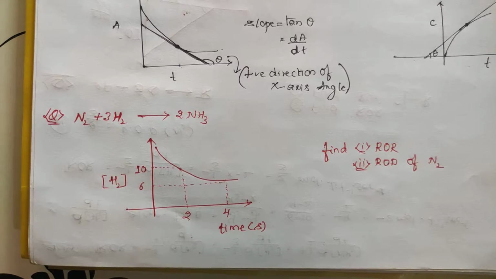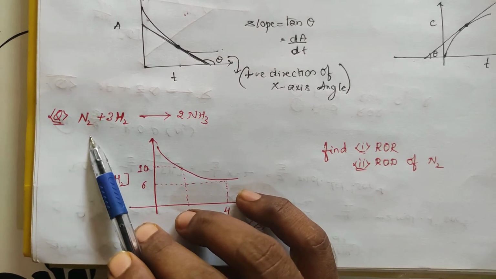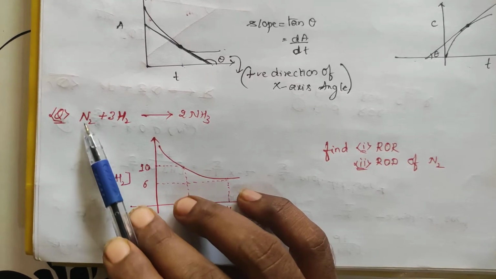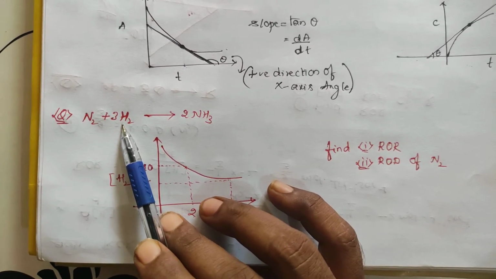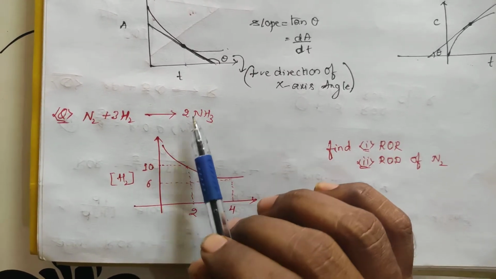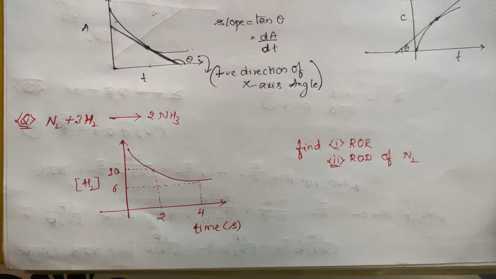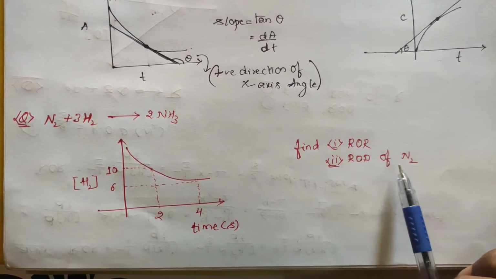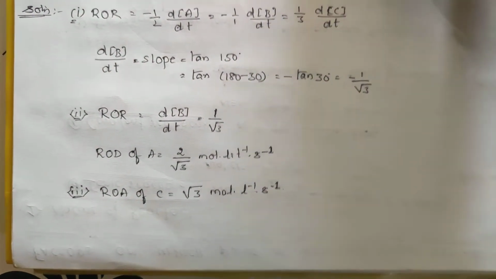Okay, so you can directly take the delta t values and go. First write the rate of the reaction for this. So what will you get? Minus 1 by 1 delta N2 by delta t, minus 1 by 3 delta H2 by delta t, equal to plus 1 by 2 delta NH3 by delta t. That will be the rate of the reaction. And he is asking the rate of disappearance of N2, so let me solve this question.